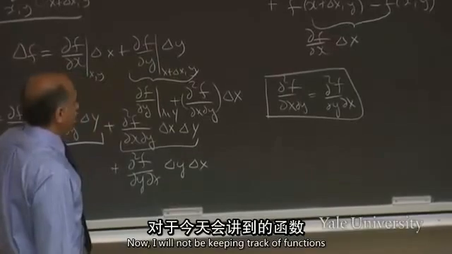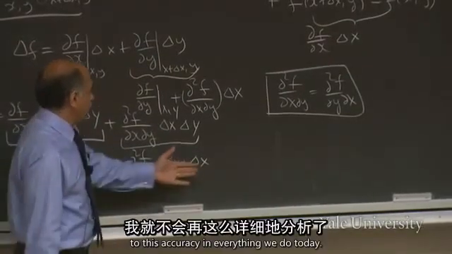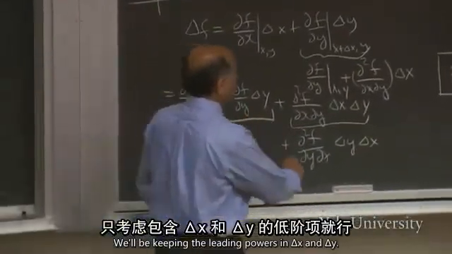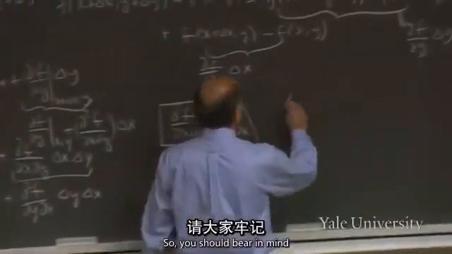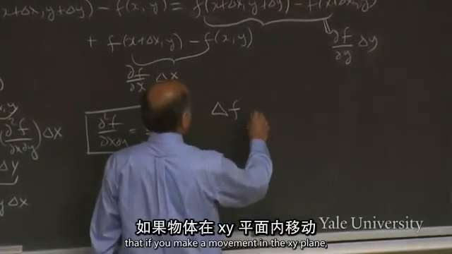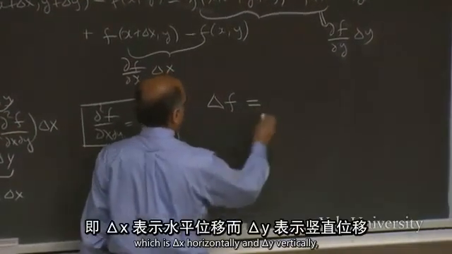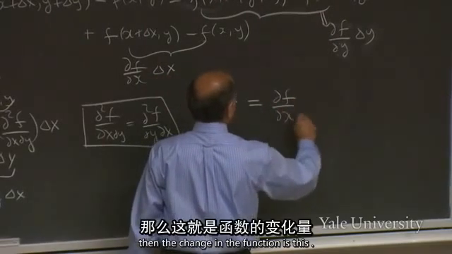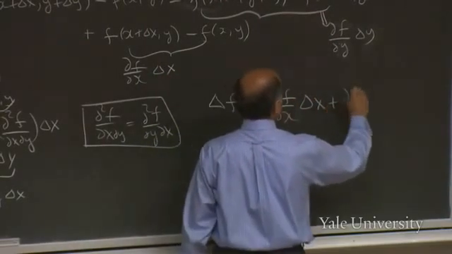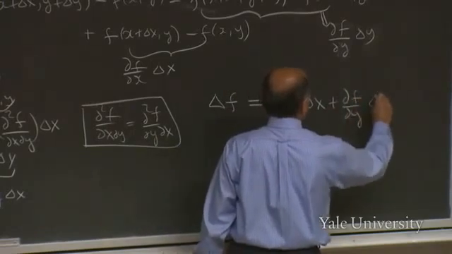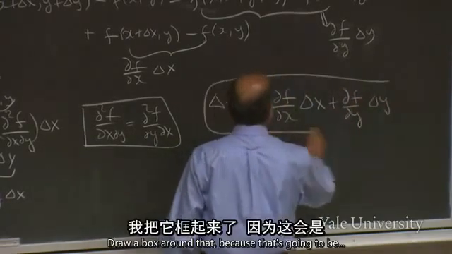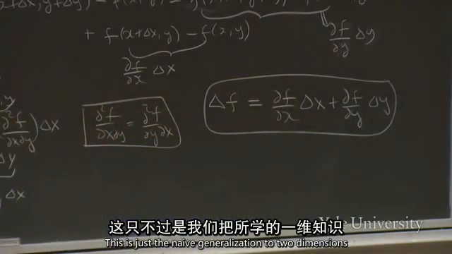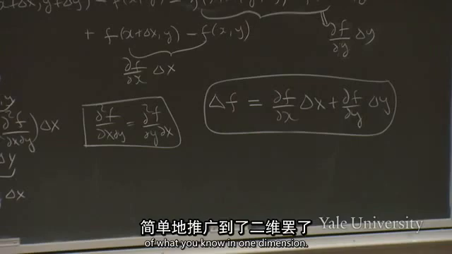Now, I will not be keeping track of functions to this accuracy. In everything we do today, we'll be keeping the leading powers in delta x and delta y. So you should bear in mind that if you make a movement in the xy plane, which is delta x horizontally and delta y vertically, then the change of the function is this. So we draw a box around that because this is just the naive generalization to 2 dimensions of what you know in 1 dimension.